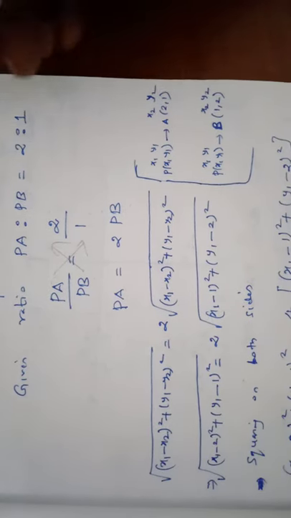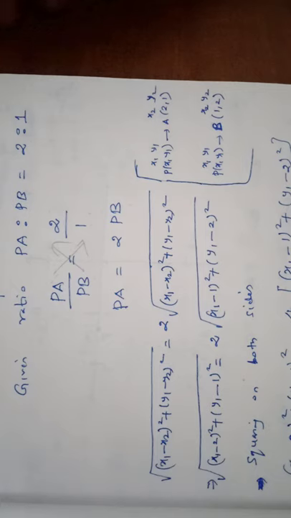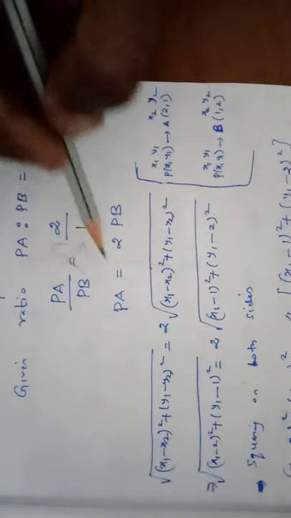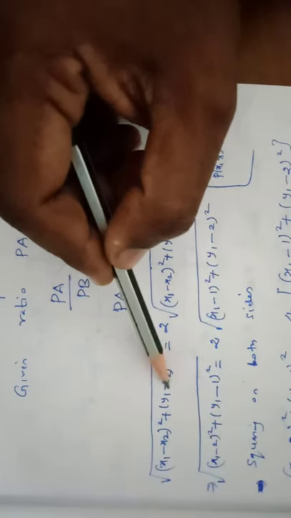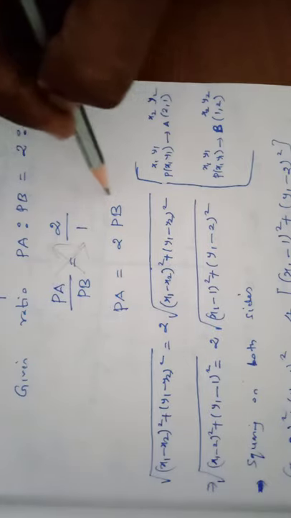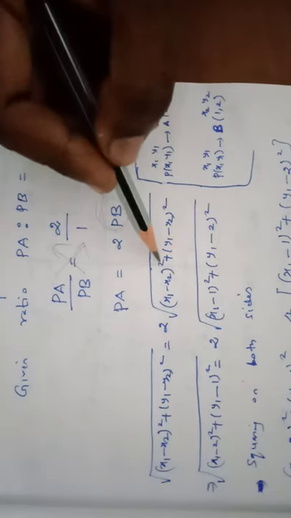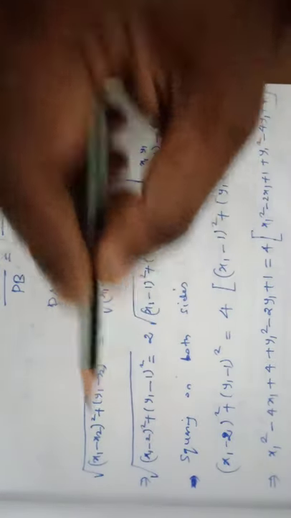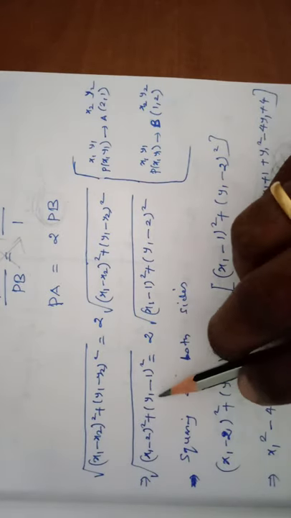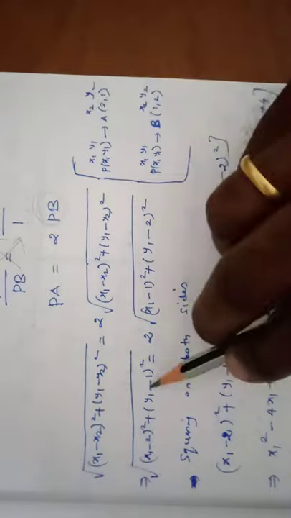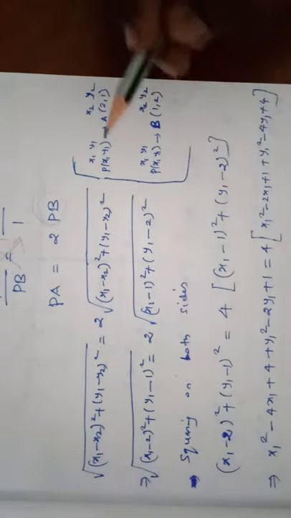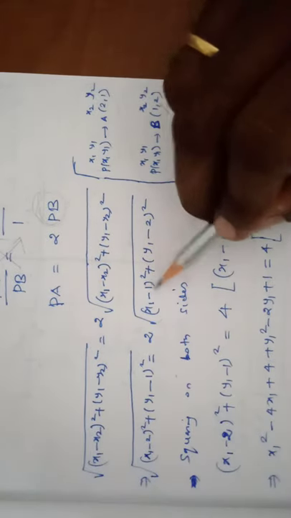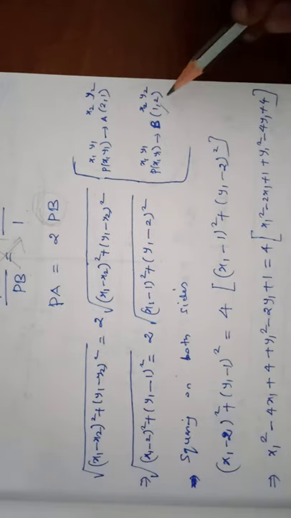So the line from point P to A, P is (x1, y1) and A point is (2,1). So first point is (x1, y1), second point is (x2, y2). Applying the distance formula, PA is root of (x1 minus x2) whole square plus (y1 minus y2) whole square, equal to 2 times the same distance formula for PB. So x1 minus 2 whole square plus y1 minus 1 whole square equal to 2 times square root of, this is the PA point, this is the PB point, so x1 minus 1 whole square plus y1 minus 2 whole square.